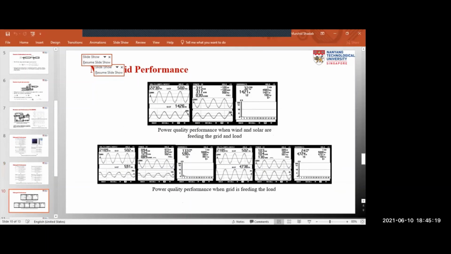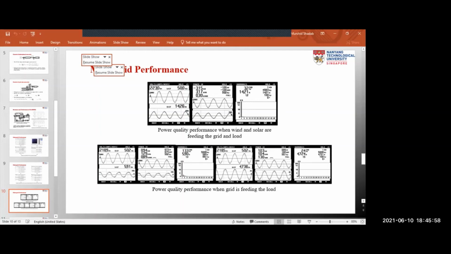These are the power quality performance results. In the first case, the power quality performance when wind and solar are feeding the grid and load. Wind and solar are operating at their rated condition. Wind speed is set as 12 meter per second, and solar insolation is set as 1000 watt per meter square. The load is around 1 kilowatt in this case. So we can see here around 3.15 kilowatt of power is being injected into the grid, and the minus sign indicates that the power is being injected, not drawn from the grid.